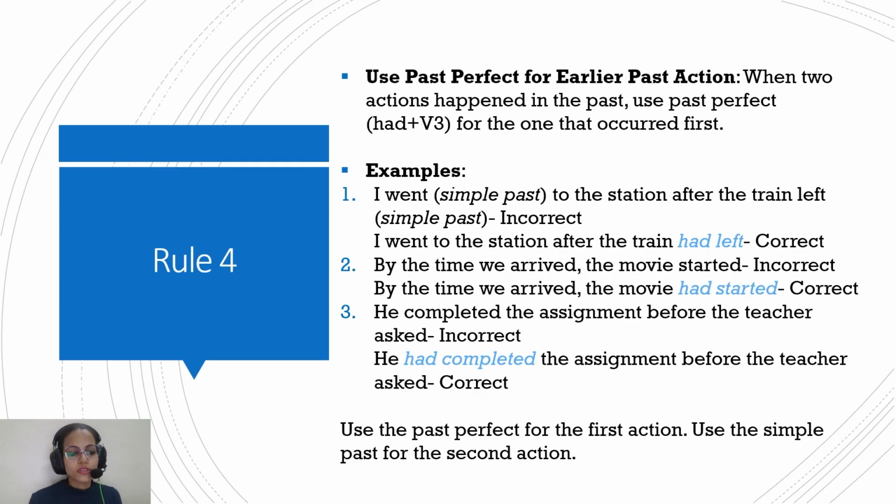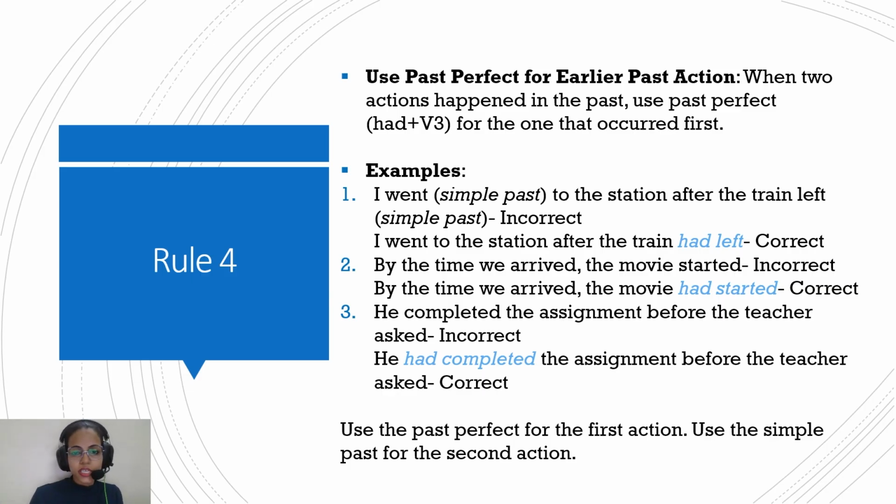Now rule 4, use past perfect for earlier past action. When two actions happened in the past, use past perfect. That is had plus third form of verb for the one that occurred first. We have discussed this before in the past perfect tense, that two actions happen. If we have to understand which action happened first, we have to use tenses accordingly. So when two actions happened in past, use past perfect for the first action.